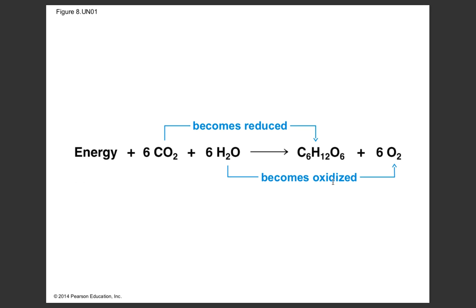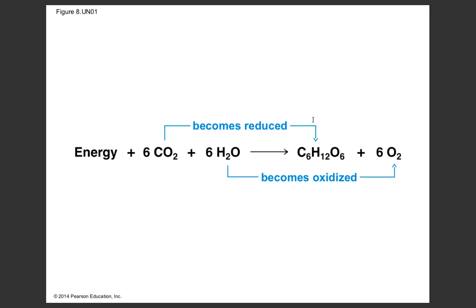Oxidation is loss of what? Electrons. Okay, so electrons. I'm just going to keep going because it's going to take me forever. Oxidation is loss of electrons in the form of hydrogen. We're losing hydrogen here. Perfect, that's oxidation.